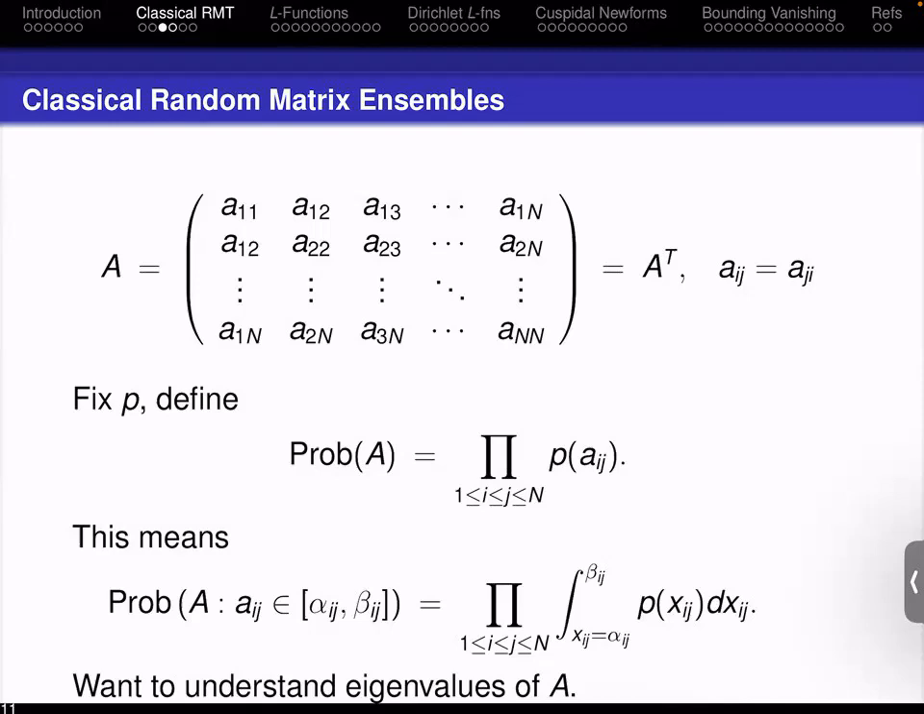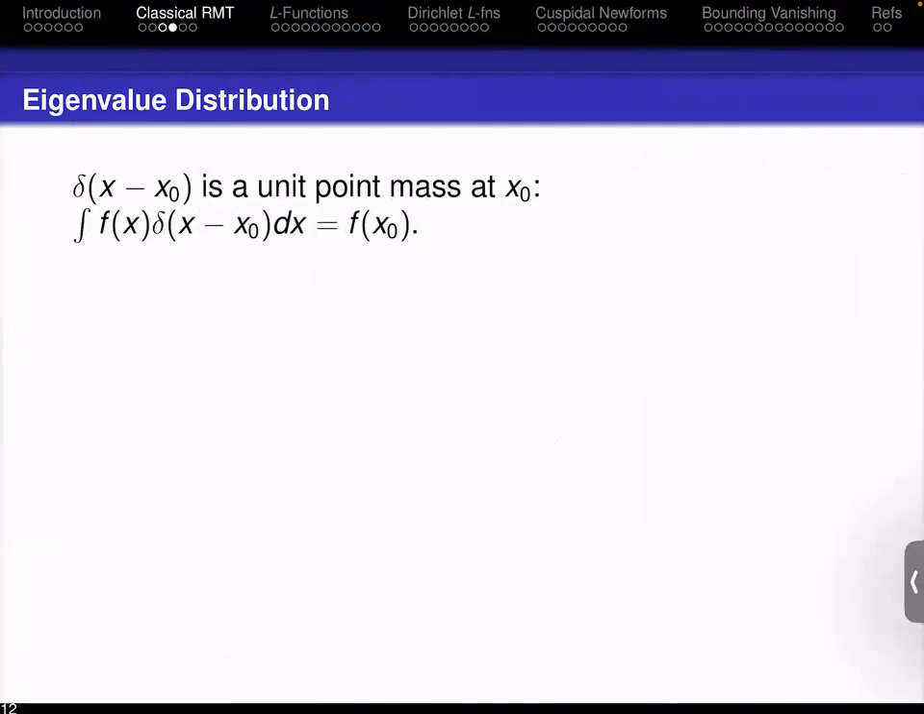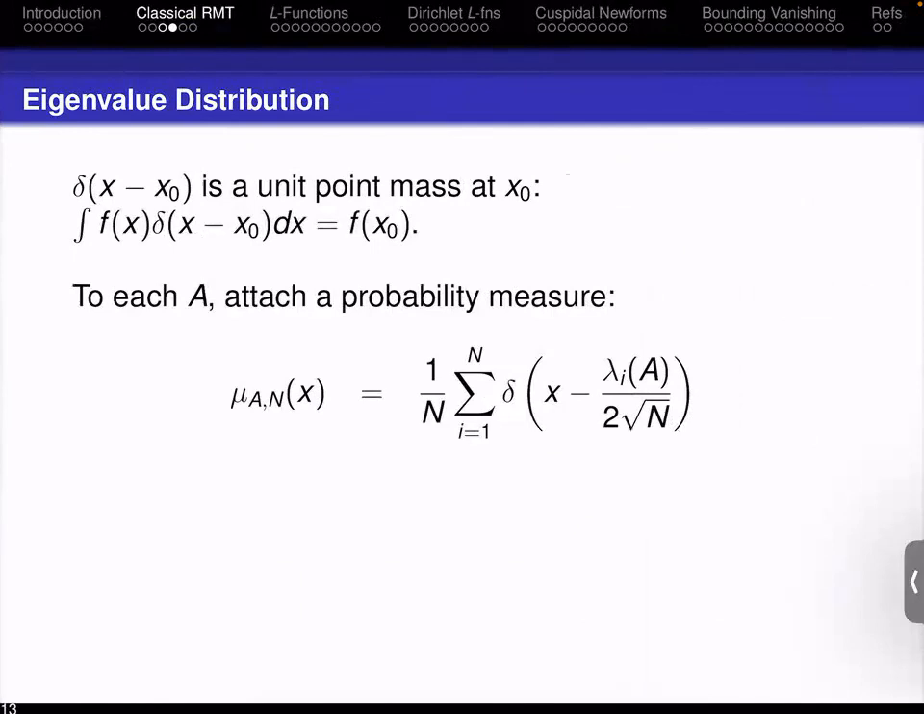So how would we get our hands on the eigenvalues of A? Well, what we could do is we can take the Dirac delta functional, which is a point mass at x naught. So this is essentially infinite density. So everything is happening at the point x naught. So if we integrate a function f that's nice against the Dirac delta functional centered at x naught, it just returns the value of f at x naught. And so what we could do is, given a matrix A, we'll put a mass of size 1 over n at each of the normalized eigenvalues.